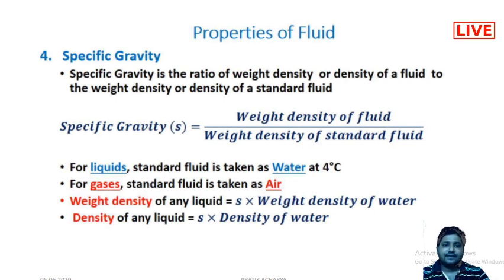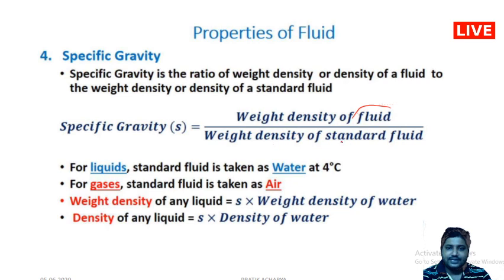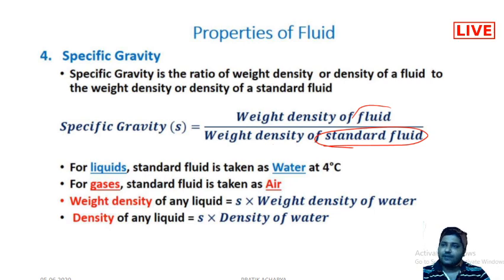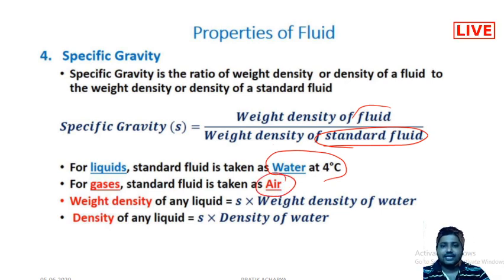Specific gravity is the ratio of the weight density or density of the fluid with respect to the weight density or density of some standard fluid. So specific gravity is the weight density of the fluid divided by the weight density of the standard fluid. In the case of liquids, the standard fluid is taken as water at 4 degrees Celsius, and in the case of gases, the standard fluid is taken as air. Why 4 degrees Celsius? Because above 4 degrees Celsius, anomalous behavior appears in water. So at 4 degrees Celsius, we take water as the standard fluid.